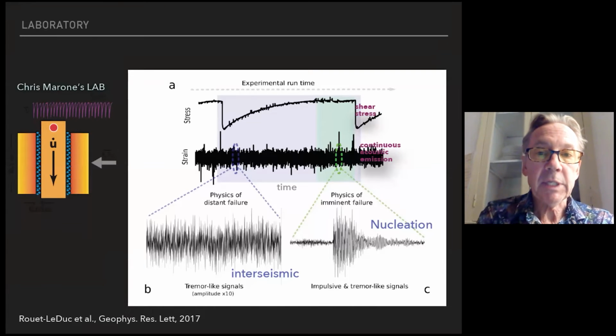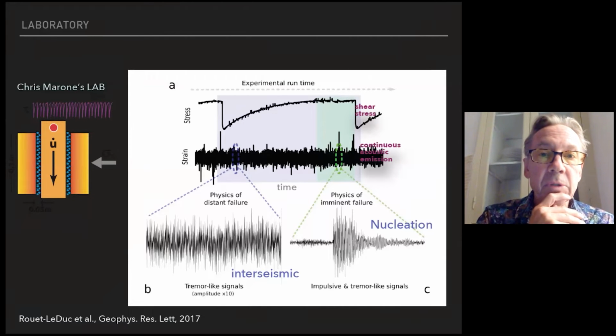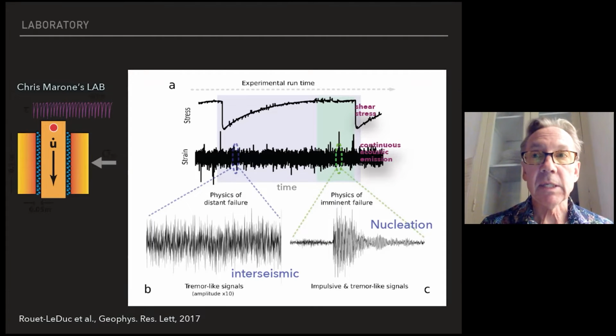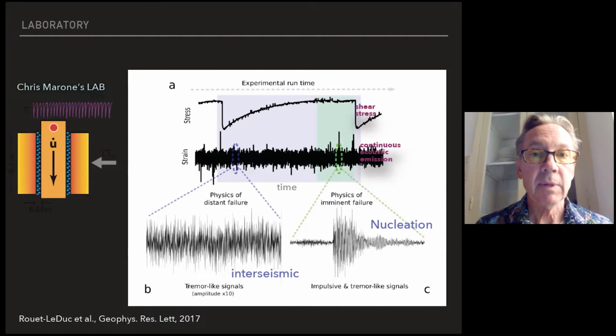They're also quite common preceding earthquakes in Earth, but they are not always there, as many of you may be aware. Also on the left, you see what appears to be just noise. We call this the physics of distant failure. The signal appeared to just be noise coming from the system and nothing else before we started to apply machine learning tools to analyze that signal. Next slide, please.